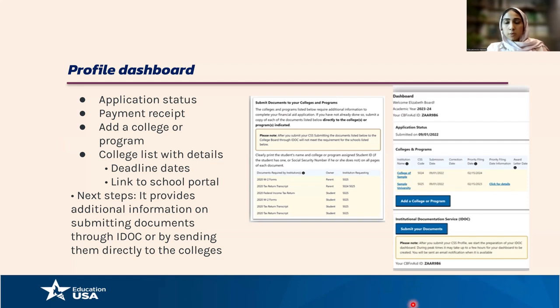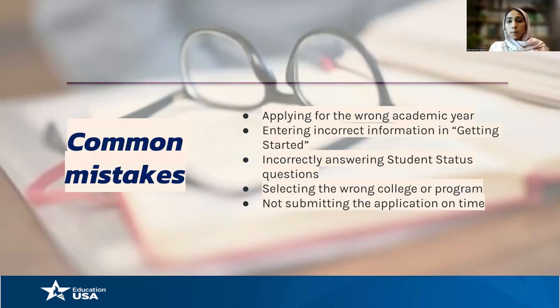So this is what your profile dashboard will look like when you are filling out the CSS profile. So moving on, I've mentioned a lot of things on how to fill out the CSS profile properly. So let's talk about some common mistakes that you can make. Applying for the wrong academic year is a very common mistake. Make sure you're applying for fall 2025. 2024 is ending soon. You will not be going for 2024.